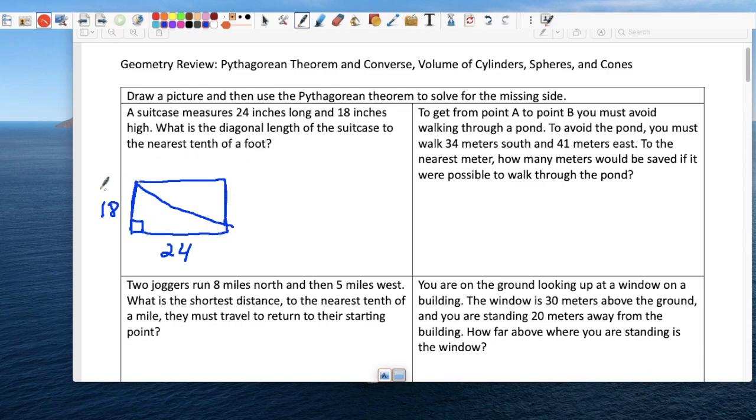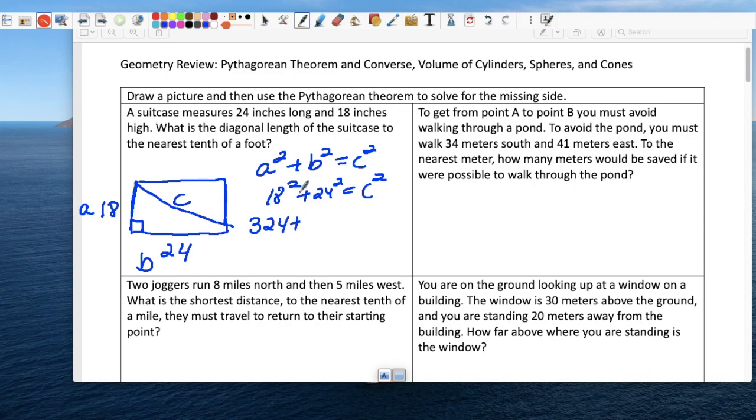So, right angle triangle. These are two of the legs, call them A and B, and obviously this is the hypotenuse C. So, just a matter of plugging it in. We're going to go 18 squared plus 24 squared equals C squared, and C is what we're trying to find, so we're going to have to take the square root of both sides. So 18 squared is 324. You can just put the whole thing in your calculator, or you can do it separately. 576 equals C squared.